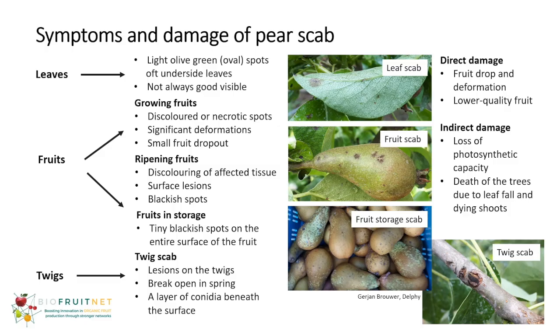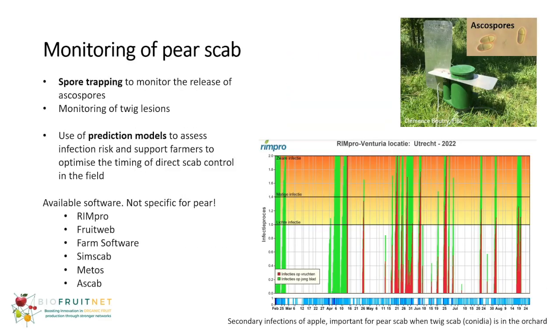The direct damage is fruit drop, deformation, and a lower quality of the fruit. Indirect damage is loss of photosynthetic capacity of the leaves and, in the end, death of the trees due to leaf fall and dying shoots. The monitoring of leaf scab can be done through the release of ascospores. They can be trapped. Monitoring of twig lesions is a bit more difficult. Conidia are not so easily trapped.